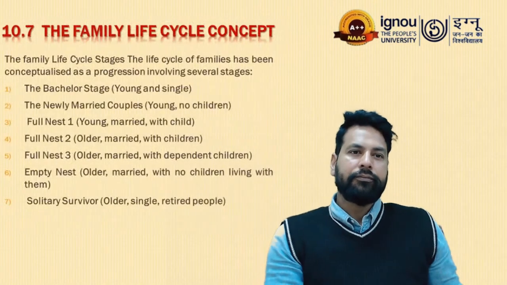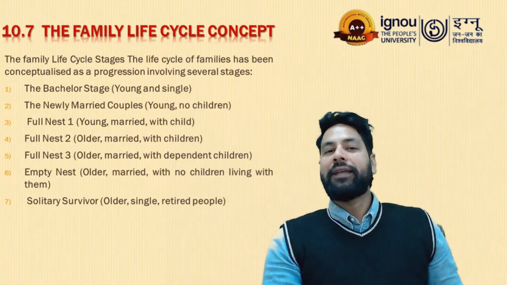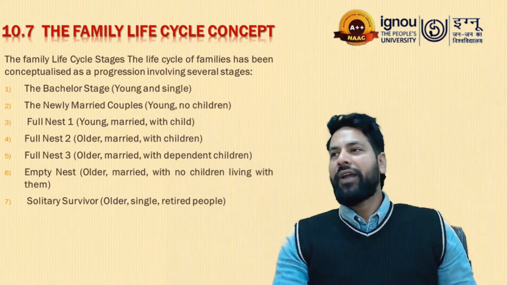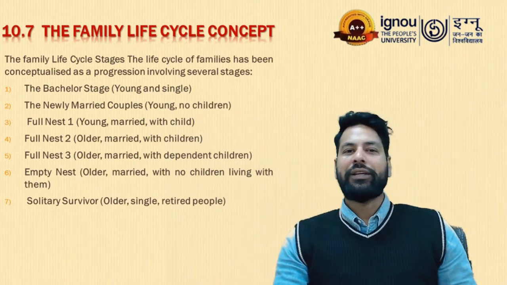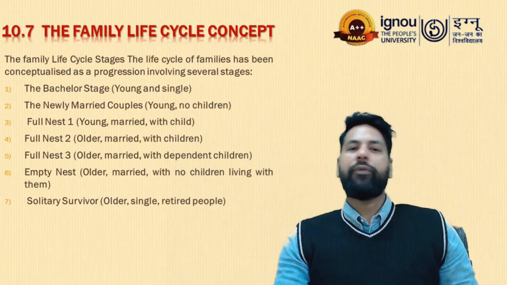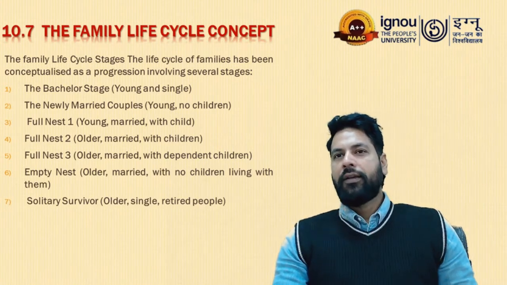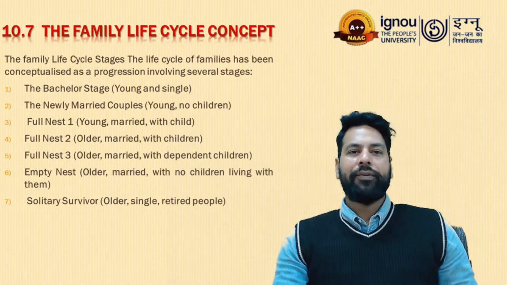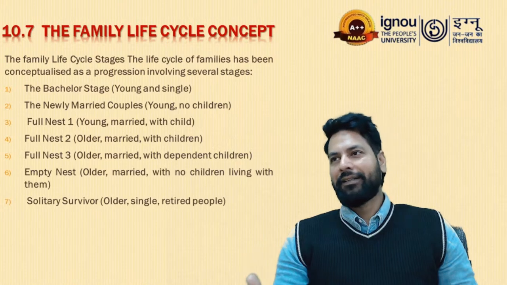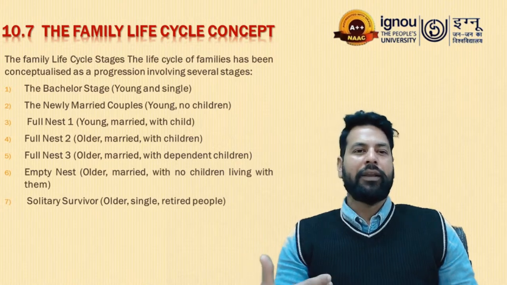We'll move. Now look at this, the family life cycle concept. Here we have got 7 stages in family life, starting with the bachelor stage, where you are young and single, where you don't have any liability. You are free to do whatever you want to do. Second is you are newly married, you've got a wife, but no children. Now slowly the responsibilities start creeping in.